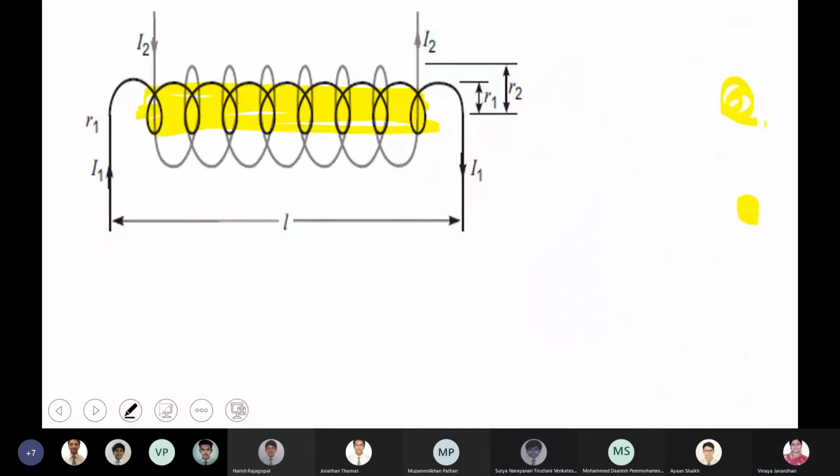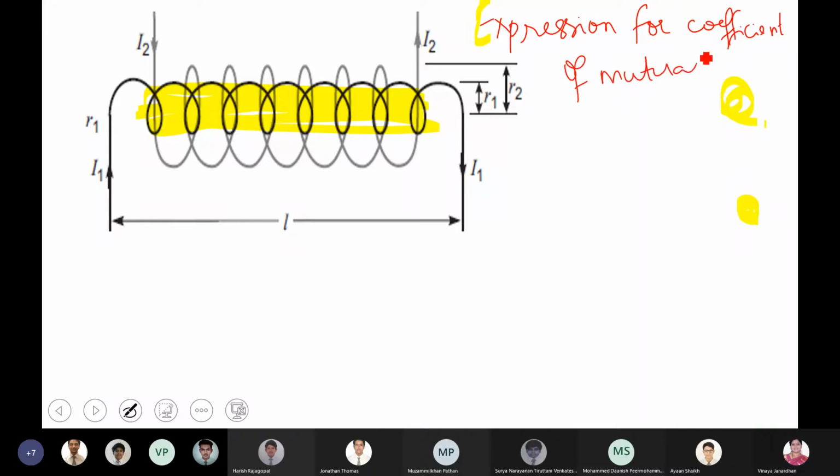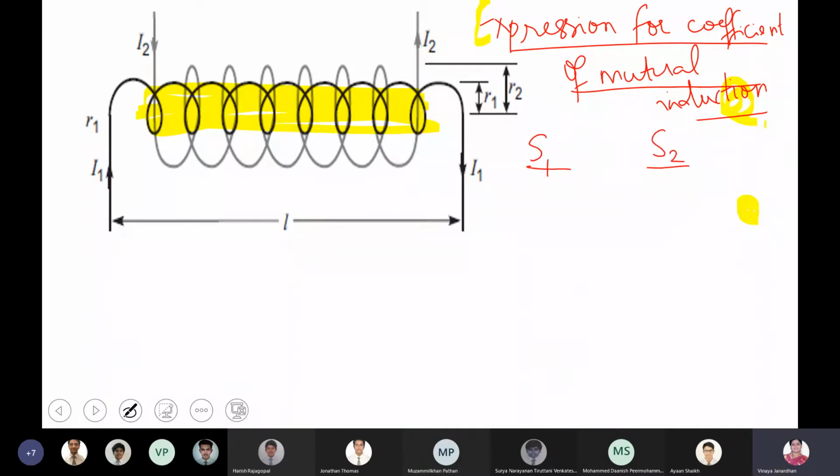Write the heading: Expression for the coefficient of mutual induction. So you have to derive an expression for M. Now look at this. You have coils S1 and S2, right? Both wound one over the other. So let us take S1 as the primary coil, S2 as the secondary coil.